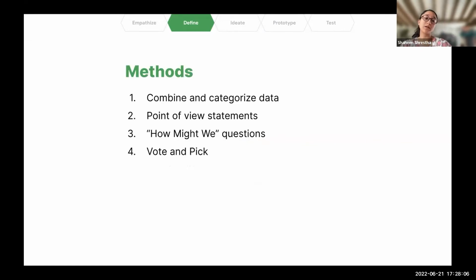So, methods. In our methods, we combine and categorize data. We have point of view statements, and then we also have how might we questions, and vote and pick. Right? So there are the four methods. It's not necessary that we use all methods in every situation, but we look and use the best method for that situation. So I will now take you through each method.